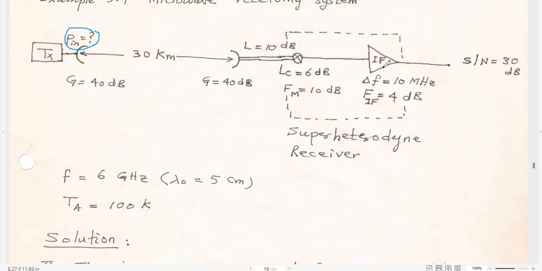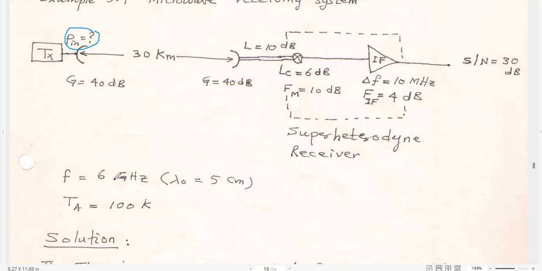And the intermediate frequency amplifier, the IF amplifier, has a bandwidth of 10 megahertz and a noise figure of 4 dB. We want the signal to noise ratio at the output of the receiver to be 30 dB. This is called the superheterodyne receiver.